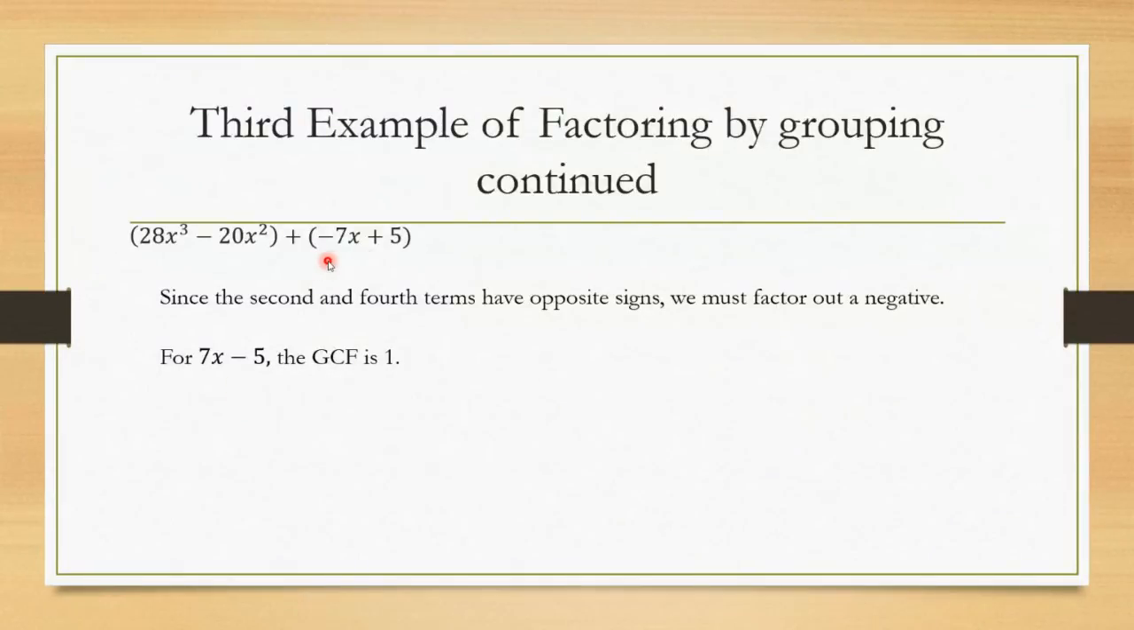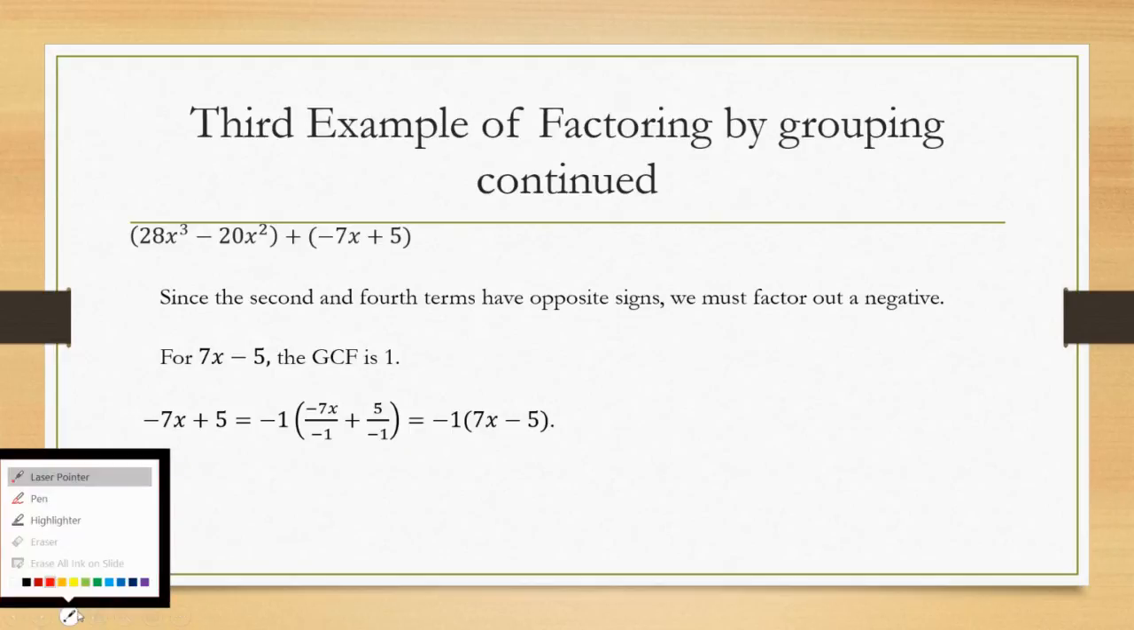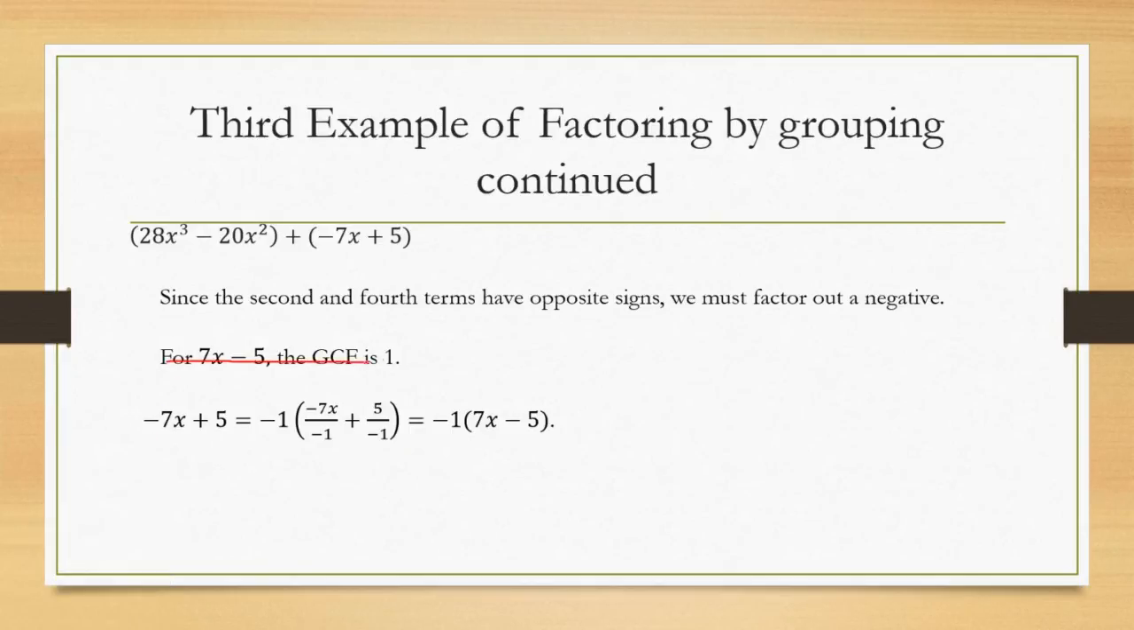Now here, I think I made a mistake there. Here we go. Okay, so here we have to factor out a negative from negative 7x plus 5. That's what I'm doing here. I'm factoring out negative 1, as you can see. Okay, this line, let me just fix that. Let's just forget this. Let's just skip. Forget that line. That's a mistake.